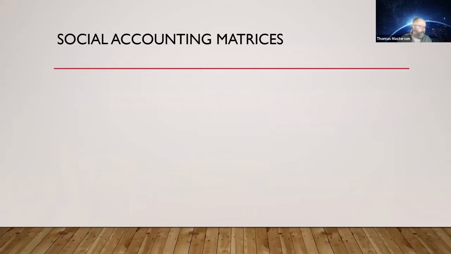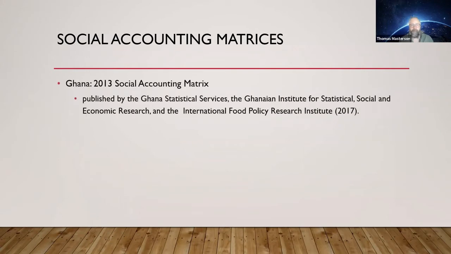Right, so social accounting matrices. What are we using here? For Ghana, there's a social accounting matrix for 2013 that's published by the Ghana Statistical Service, along with the Institute for Statistical, Social, and Economic Research, and IFPRI, the International Food Policy Research Institute. This was published in 2017, and that's the basis for our model. We're going to modify it, as I said, but that's the basic model.